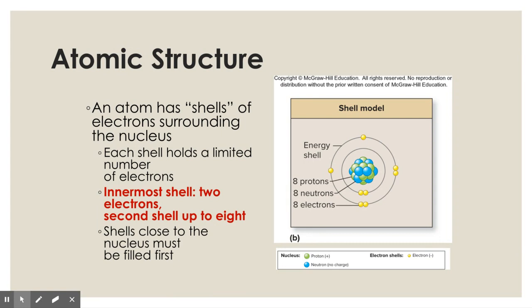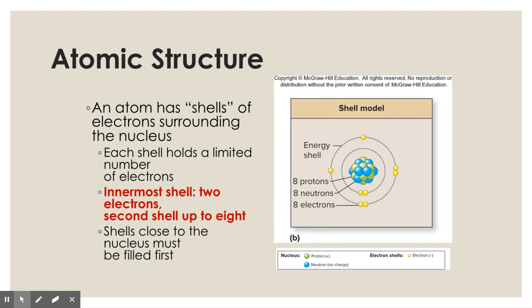So an atom has shells or orbitals of electrons around its nucleus. Each shell can only hold so many electrons before we need to move out and make another shell. We have our nucleus, and the shell that is right around that nucleus can only hold 2 electrons. That's it, just 2. Once we fill that shell with 2 electrons, then we move out and make another shell.